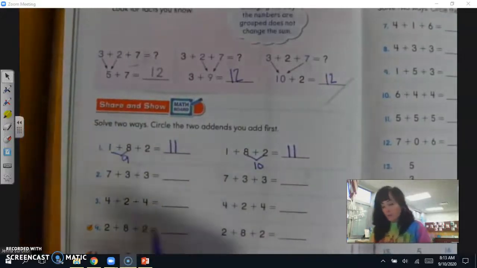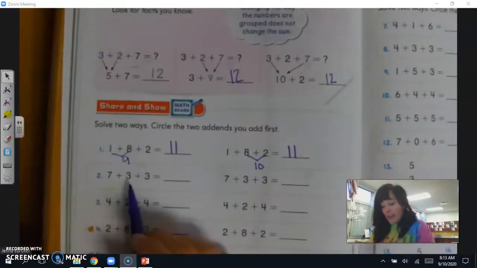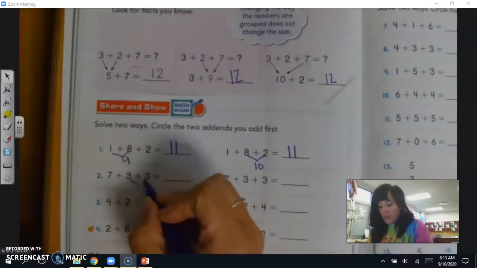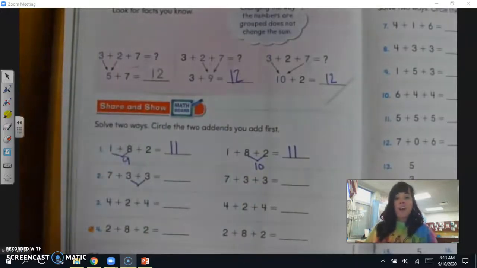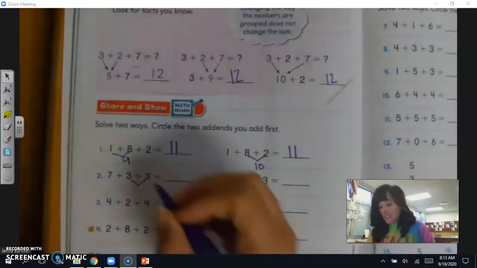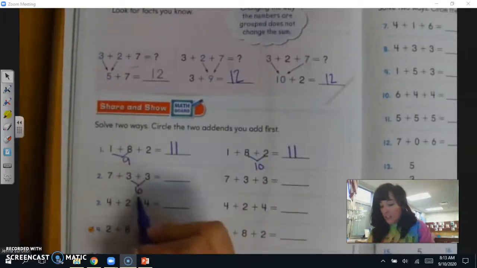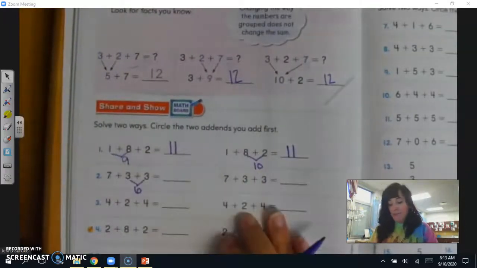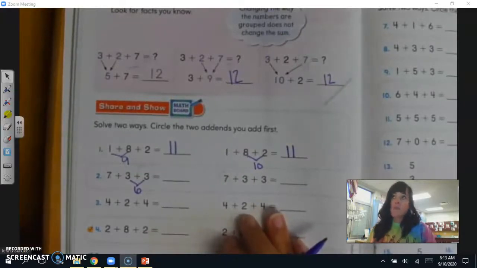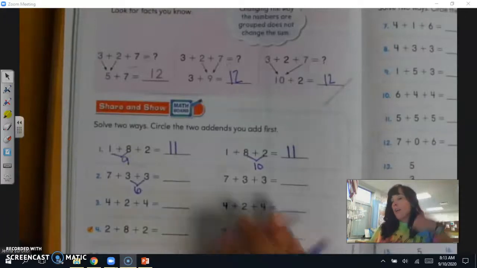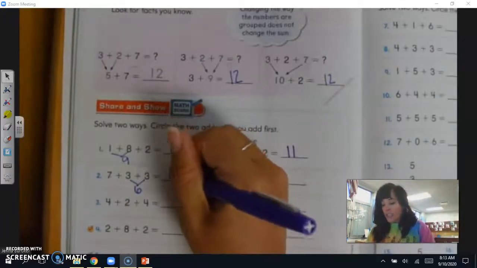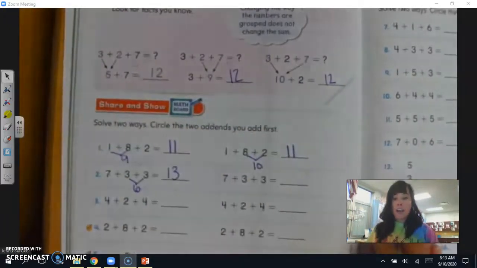Number 2. Okay, right away, I noticed that 3 and 3, because I know my doubles facts. 3 plus 3, 6. And then I need to do 6 plus 7. Okay, 6 plus 7, I know that 6 plus 6 equals 12. Add 1 more, and our answer is 13. So I'm using that helper doubles fact to help me out.